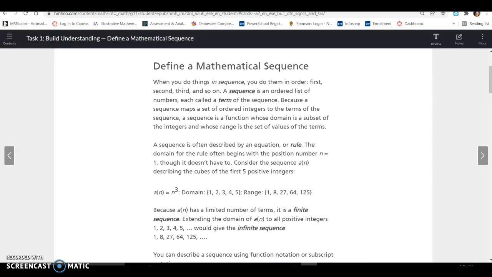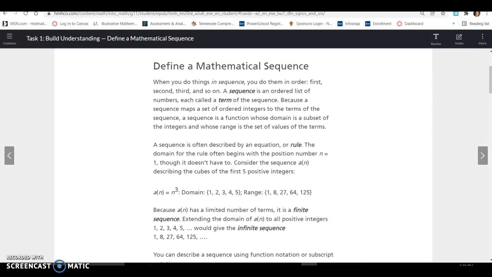Because a sequence maps a set of ordered integers to the terms of the sequence, a sequence is a function whose domain is a subset of the integers and whose range is the set of values of the terms. A sequence is often described by an equation or a rule. The domain for the rule often begins with the position number n equals 1, though it doesn't have to.